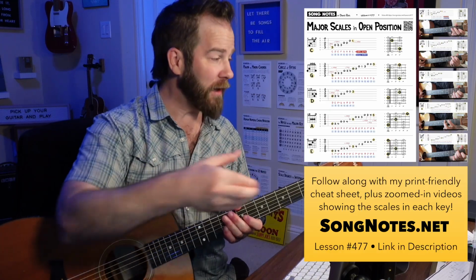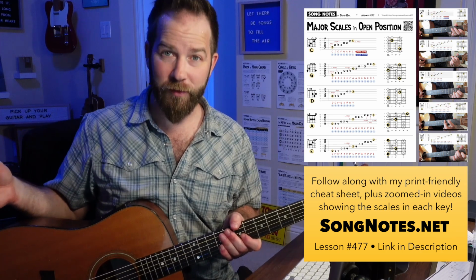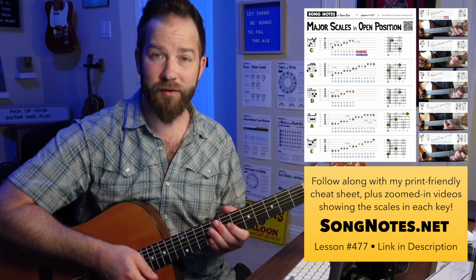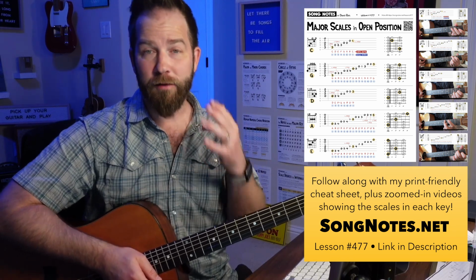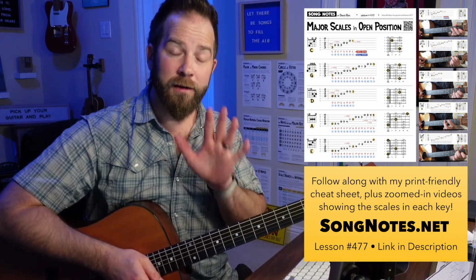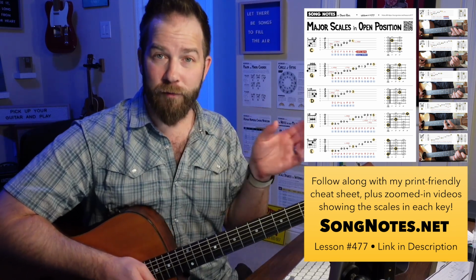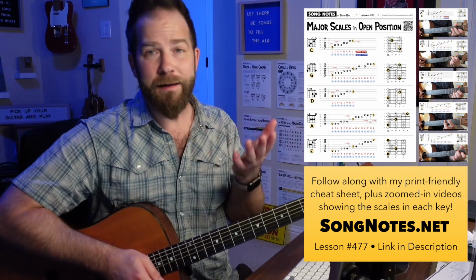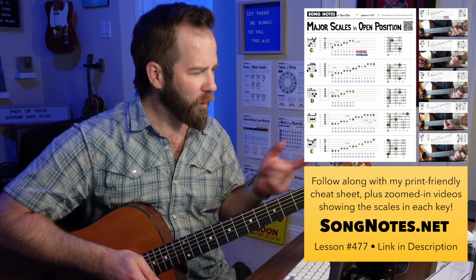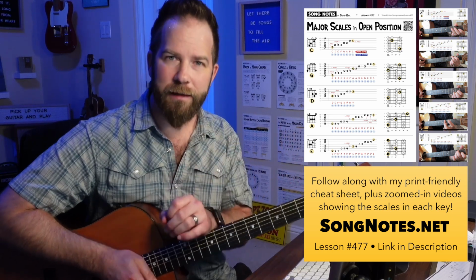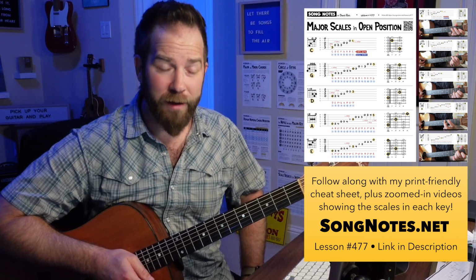I also have this lesson, number 477, where I look at the major scales in open position, right? And it's the same 5 keys in this case: C major, G major, D major, A major, and E major. For each of those keys, I show you the major scale written out in tab form again with the fretboard diagram next to it. And really the idea is to give you this handy reference guide. If you ever are just curious, what are the notes again at play when I'm in the key of G in open position, right? This PDF will be your friend, okay?